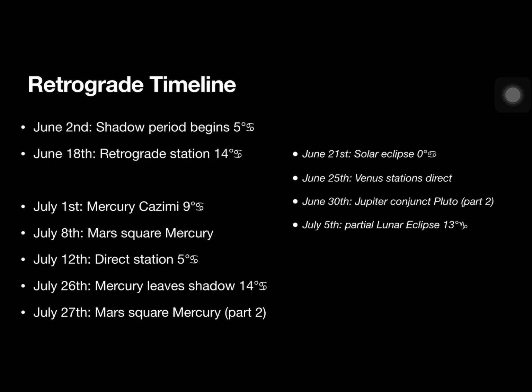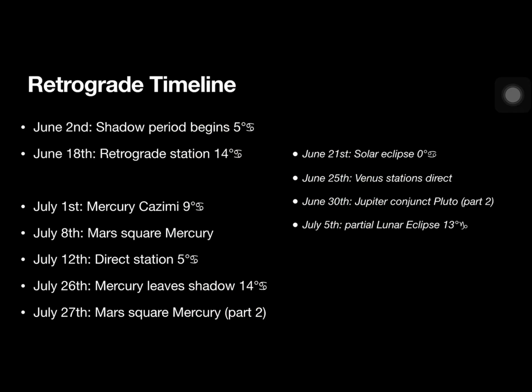And then on July 1st, we get the halfway point of the Mercury Cazimi at 9 degrees of Cancer. On July 5th, we have a full moon, which is partially eclipsed at 13 degrees of Capricorn. That will just dim slightly if it's visible in your area. It's not going to be an impressive eclipse visually.